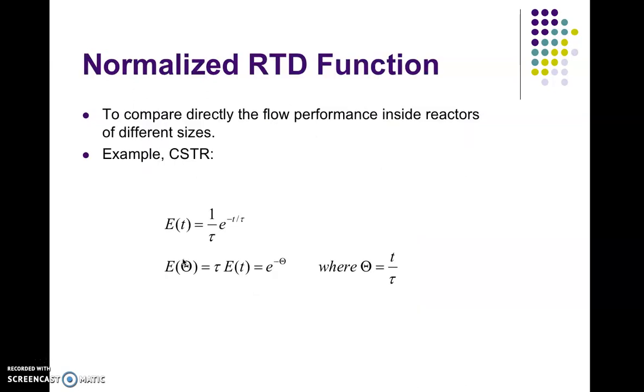So this is the normalized RTD function. It's used to compare the flow performance inside reactors of different sizes. Normally, for example, for a CSTR, we use E(t) equal to 1 over tau, so at any particular time over the residence time, or space time. Okay, that's all, I think. We'll see you after this for the example to calculate tm and E(t) and also variance. Bye.